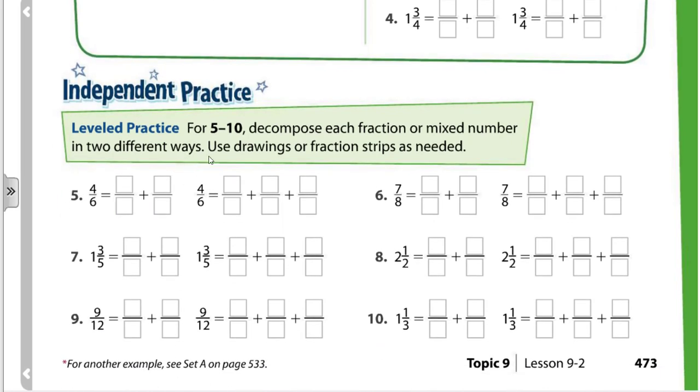As you can see here, for these questions, decompose each fraction or mixed number in two different ways. Use drawing or fraction strips as needed. As you can see, my heroes, these are the questions that we are going to solve today.